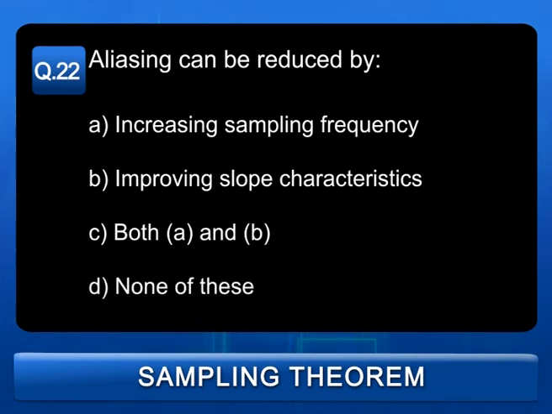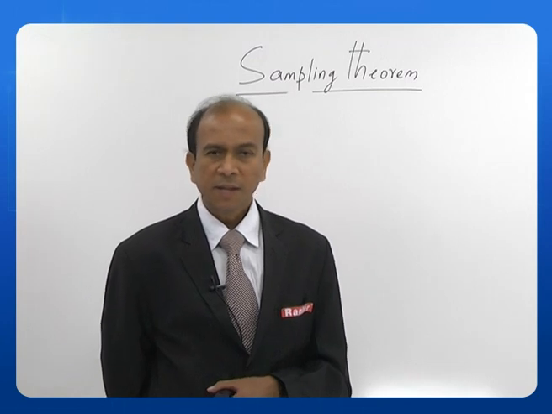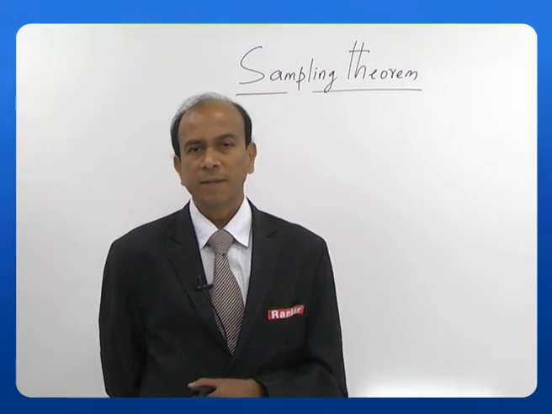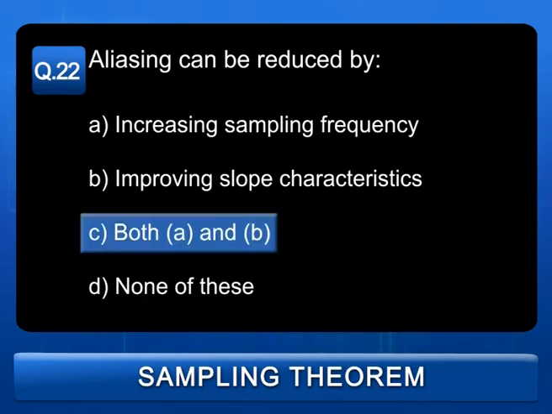22nd question. Aliasing can be reduced by A, increasing the sampling frequency, B, improving the slope characteristics, C, in fact, both A and B, and D none of these. So, the answer is C, where increasing the slope characteristics also, apart from increasing the sampling frequency. So, answer is C.